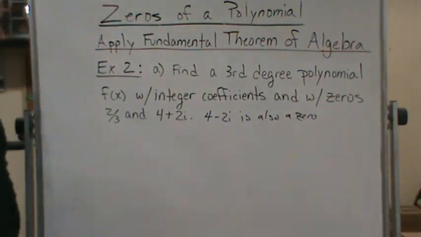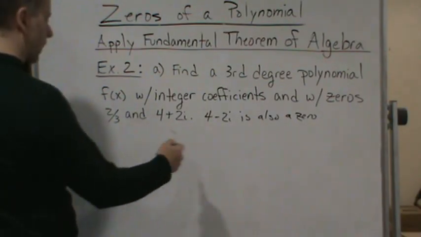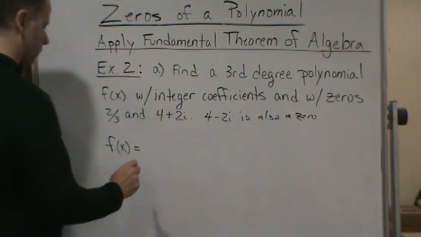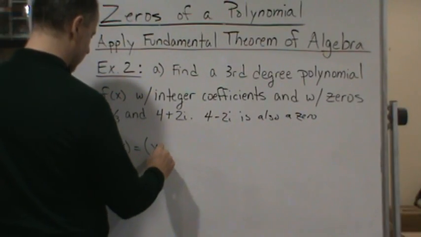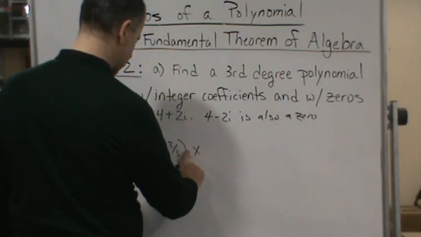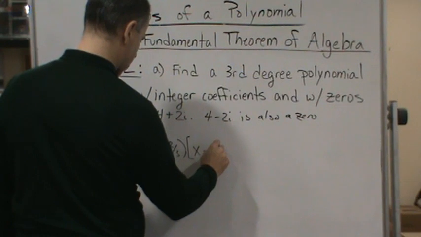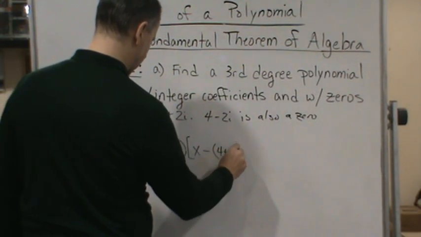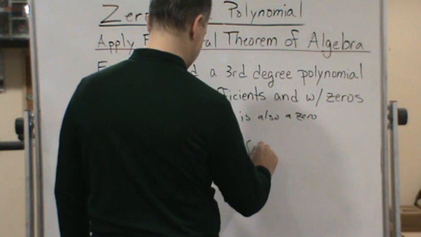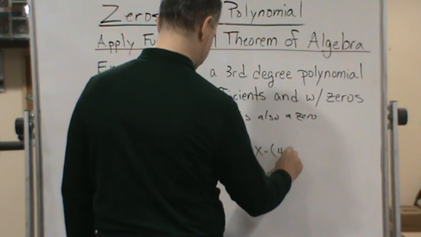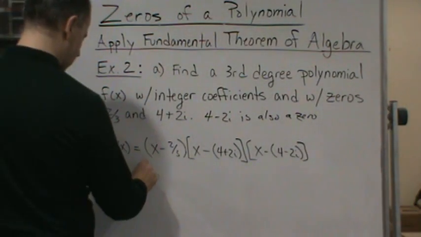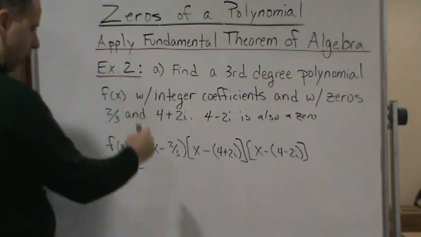And so now we know that if we want to factor this, f of x is going to be equal to x minus 2/3 times x minus 4 plus 2i and x minus 4 minus 2i.